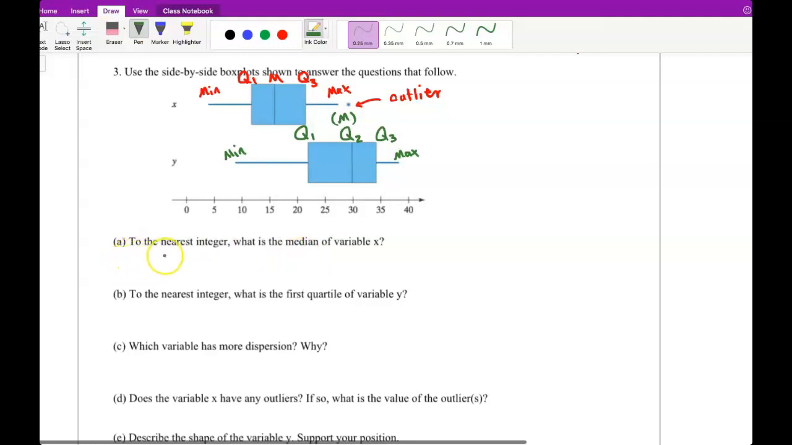Part A, to the nearest integer, what is the median of variable x? Okay, so this is x, and that is our median. Use this number line and find the answer for median. Okay, so that is 16. Median is equal to 16.